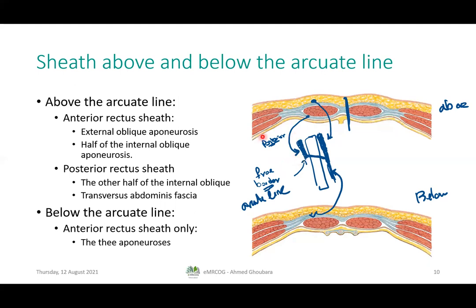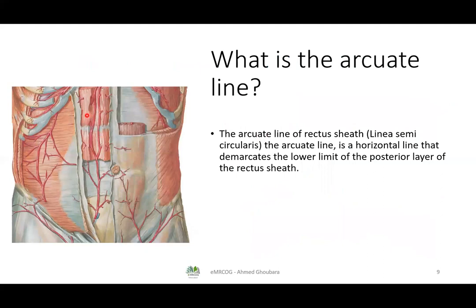So in the previous picture, as you go up in the upper two-thirds of the abdomen, there is anterior sheath and posterior sheath. In the lower one-third, the place where we do the caesarean section, the Pfannenstiel incision, there is no posterior sheath. There is anterior sheath, then the muscles, then the fascia transversalis, peritoneum and the cavity. So the arcuate line is the lower free border of the posterior sheath.